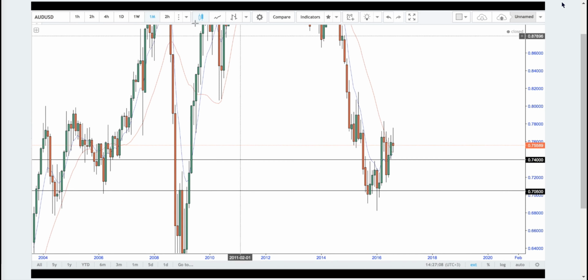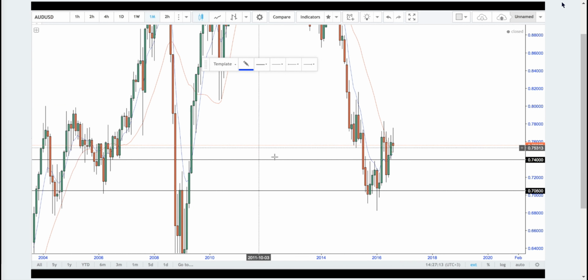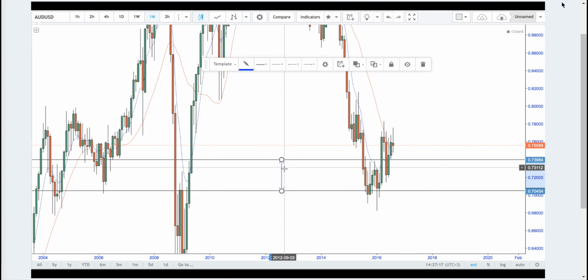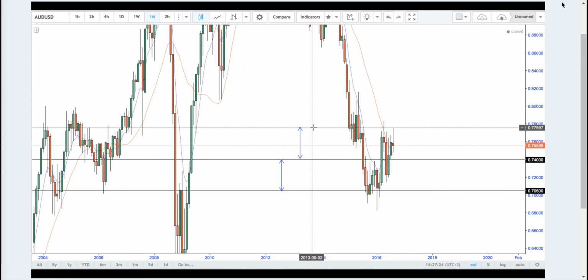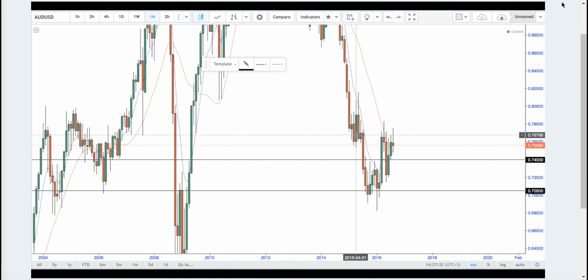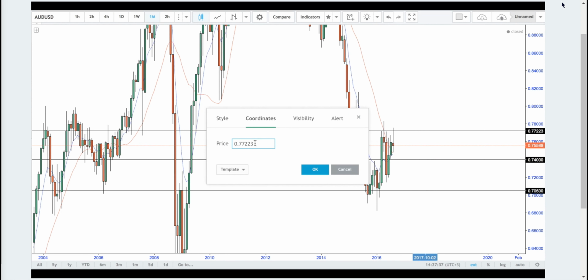Once you've got that range on there, you can measure it with the arrow, if you will. Once you've measured it with the arrow, you can then clone the arrow, add an arrow to the top, add another horizontal line here, and so on. Or simply, if you can obviously see that it's 350 pips apart, we can just do it in our heads. So 0.7400 add 350 is 0.7750. So 0.7750 there on the Aussie.